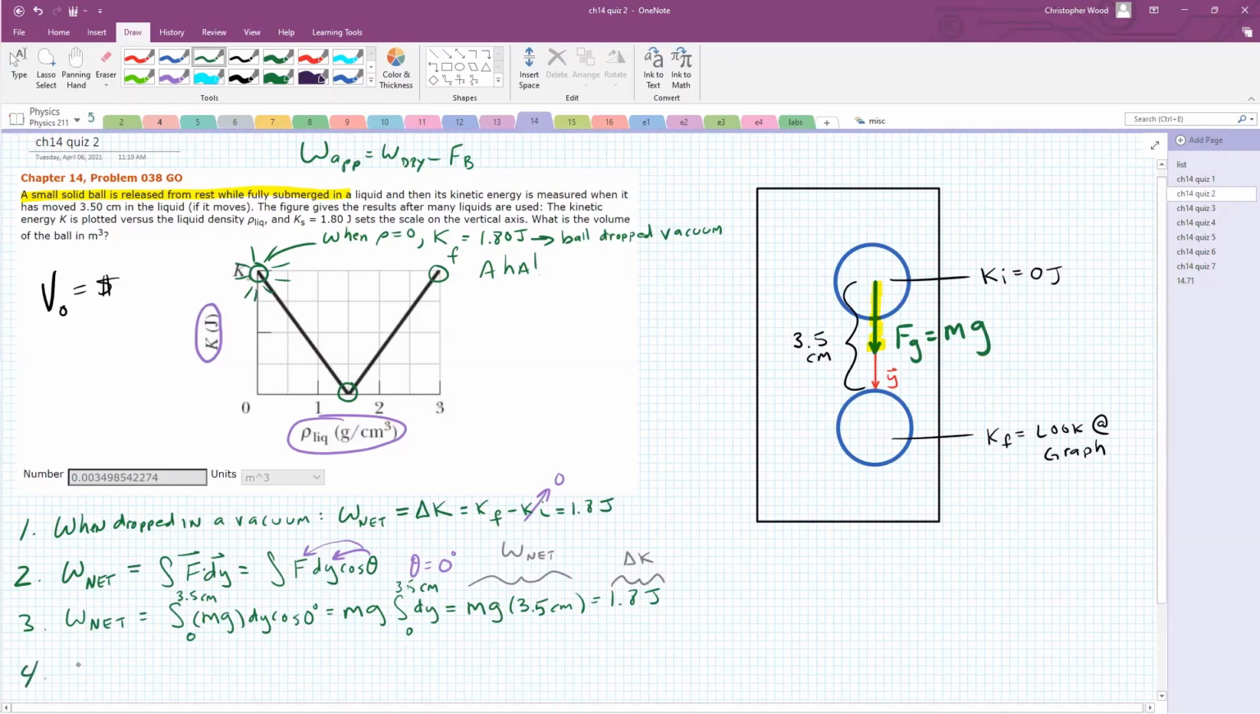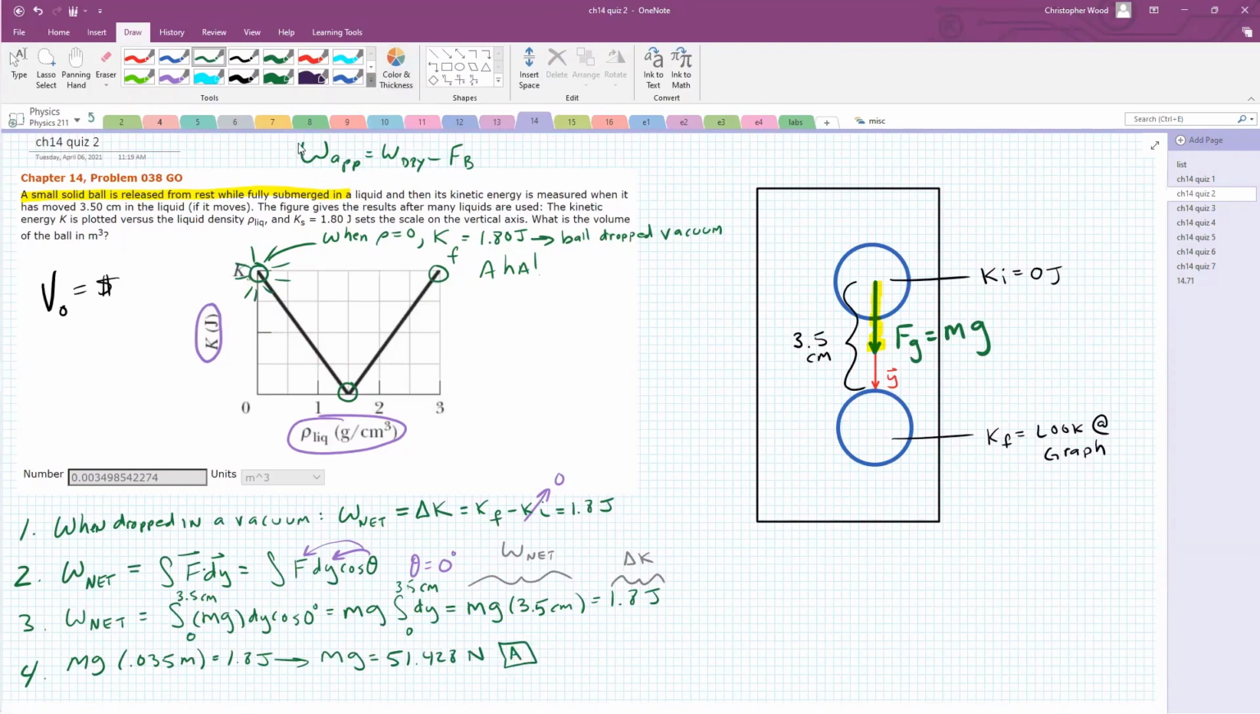Ready, set, go. Number 4, mg times, and I'm going to go to meters now, 0.035 meters equals 1.8 joules. Therefore, mg equals 1.8 divided by 0.035, or 51 and some change. 51.428 newtons. And just put that in your calculator memory location A. Store alpha A. So I do know the dry weight through the work kinetic energy theorem. This is the dry weight.